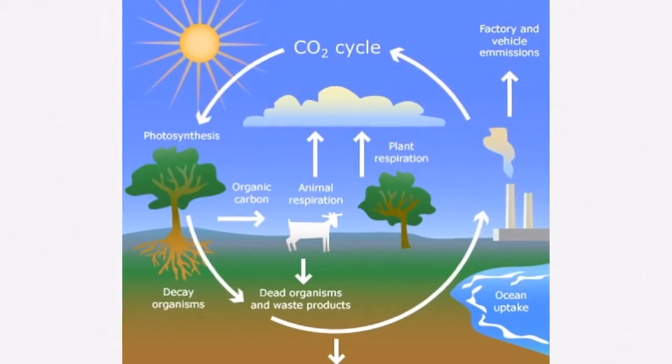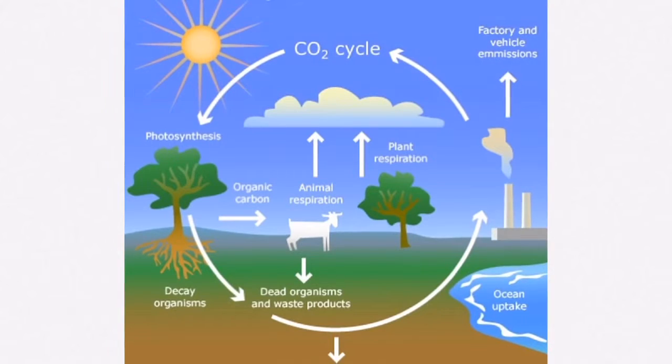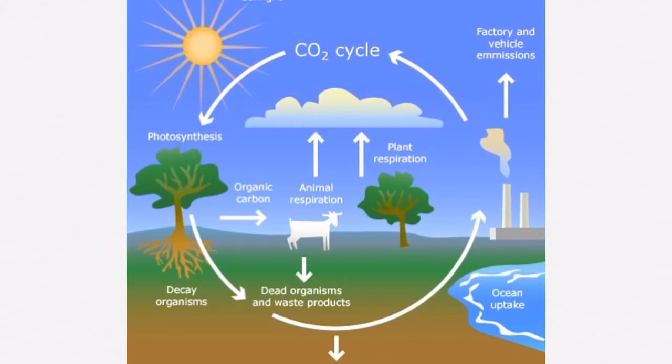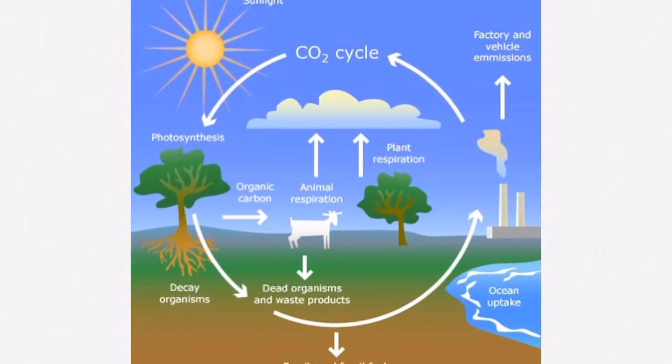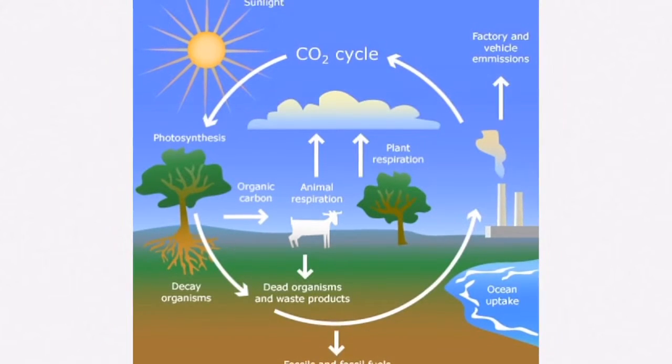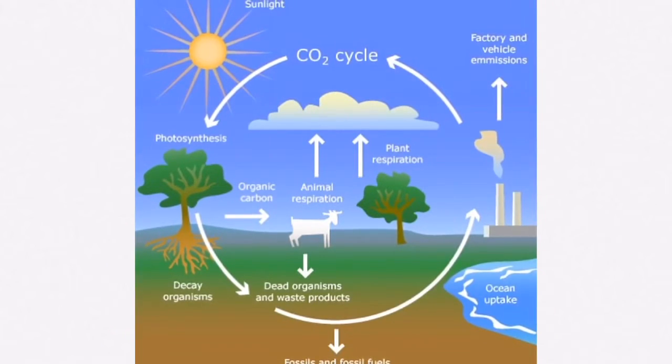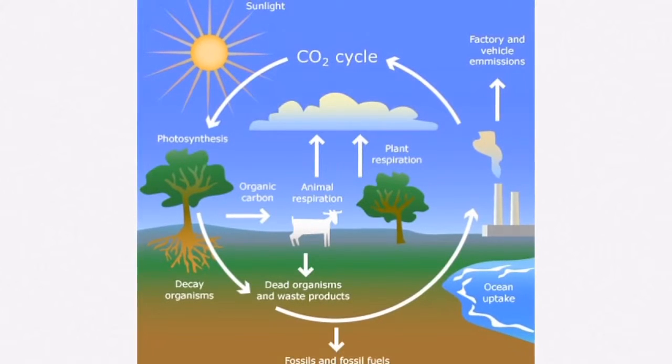This diagram shows the carbon cycle. Animals release carbon back into the atmosphere that they have consumed by respiration. When they die, those dead organisms get broken down by decomposers, which also release carbon dioxide into the atmosphere.